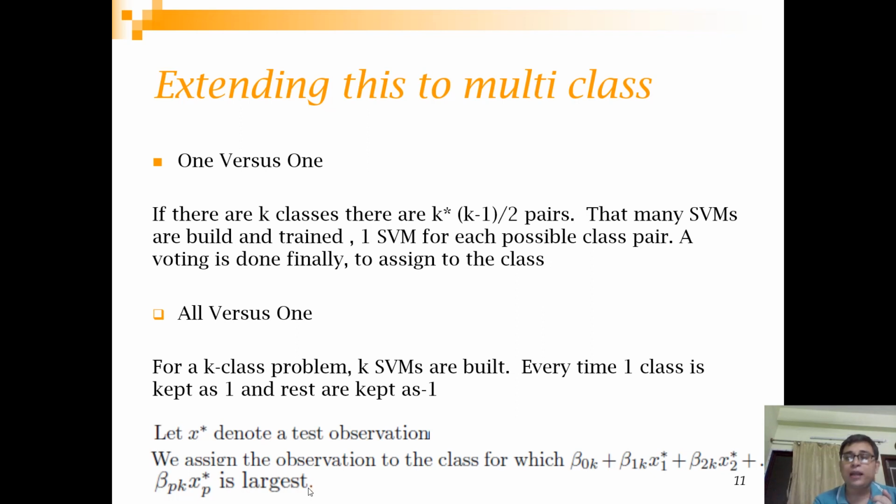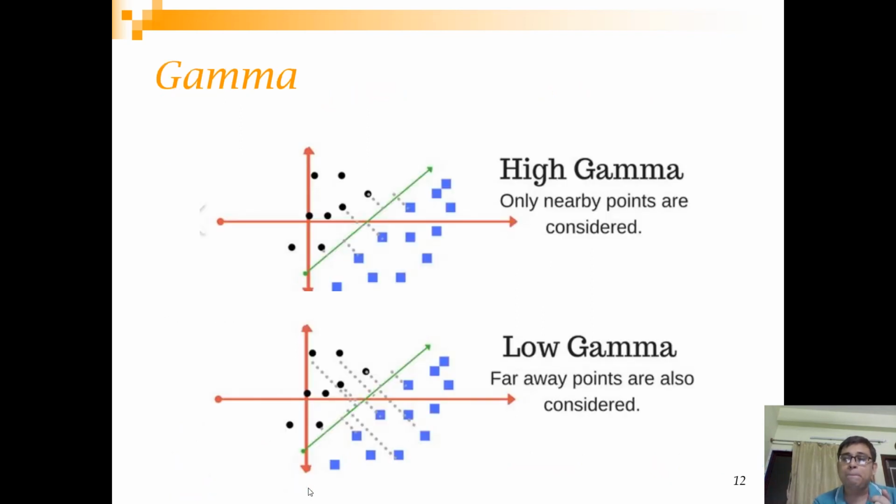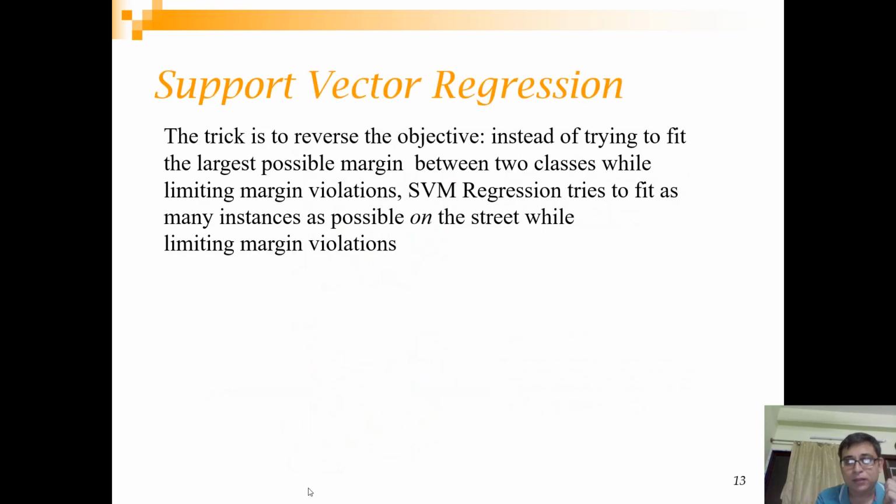Now let's look at the effect of a parameter called gamma. If you remember, the radial basis function has a parameter called gamma. If the value of gamma is high, then only nearby points are considered. And if you have low gamma, then far away points are also considered. So this is the effect of gamma. This is also one of the important parameters.